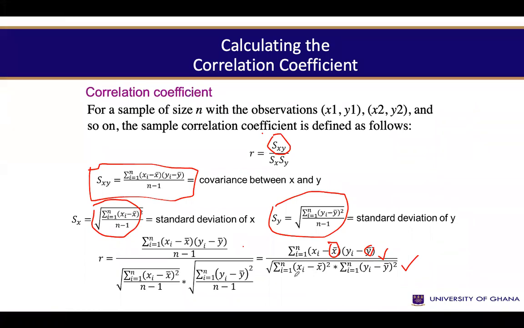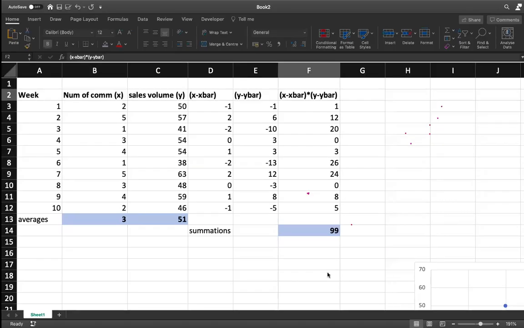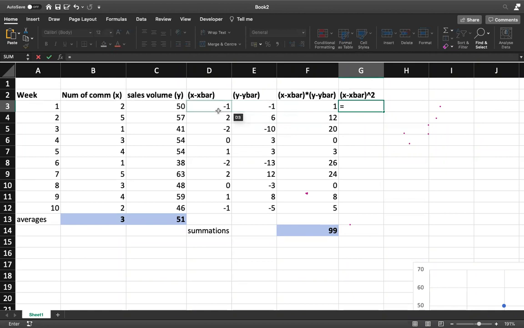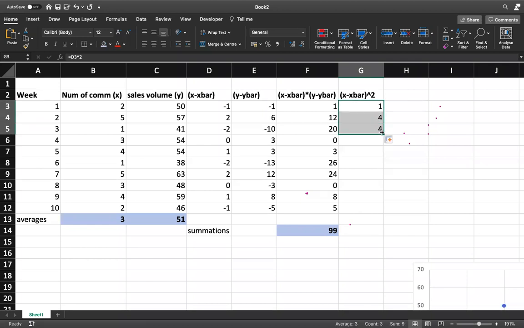The denominator says that we have X minus X bar all squared. We already have our X minus X bar here. So all that we are going to do is just square that value. So create another cell that says X minus X bar squared, and it's just going to be this raised to the power 2. So 1 squared is 1, 2 squared is 4, another minus 2 squared is 4, 0 squared is 0. You run it through, right?